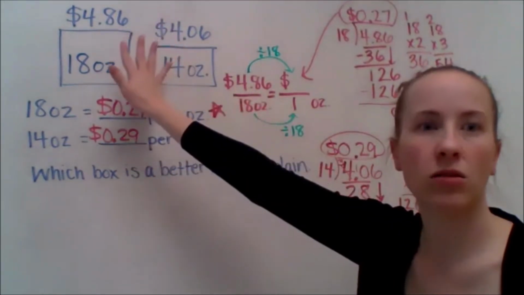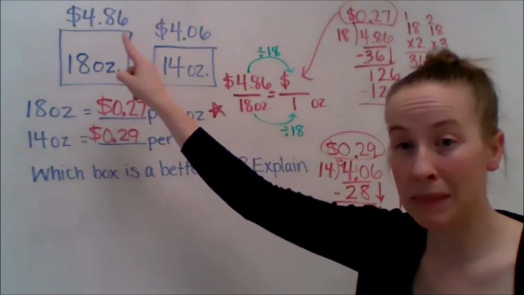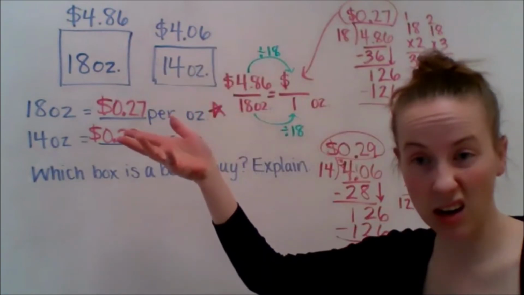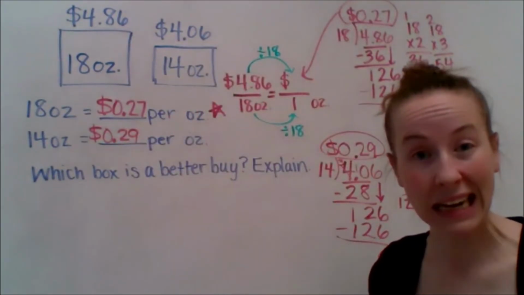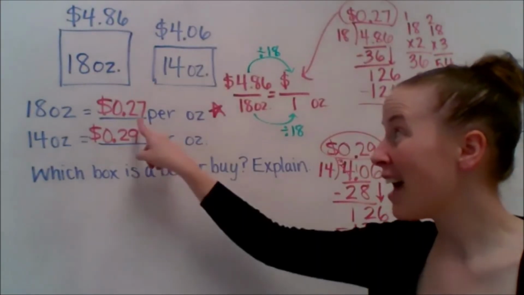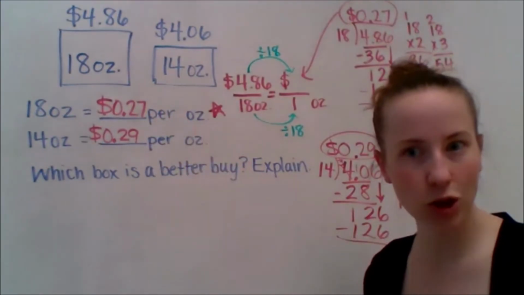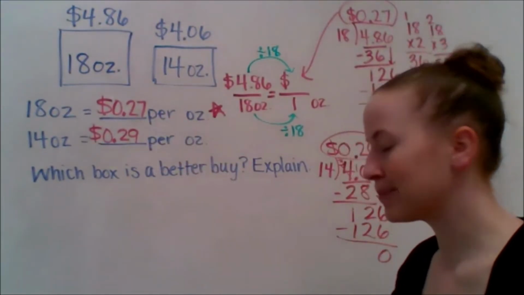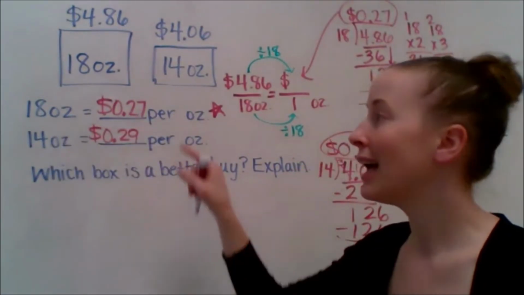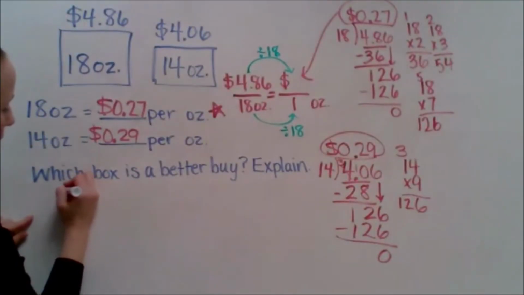Now, if we look back to the real life problem, this 18-ounce box is going to cost me a little bit more money today. But if I'm buying Cheerios over and over again all year, I'm actually going to end up saving money, because if I look at the price that it costs for every ounce, every time I eat an ounce of Cheerios with this bigger box, I'm actually saving myself 2 pennies. So which one is a better buy? I am going to say that the 18-ounce box is a better buy because it's cheaper by 2 cents per ounce.